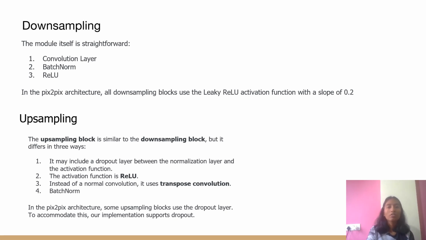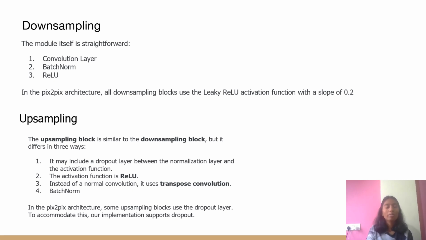The transpose convolution: instead of a regular convolution, upsampling uses transpose convolution, which effectively increases the spatial dimensions of the input. Batch normalization is also present, just like in downsampling blocks. Dropout in Pix2Pix: to improve the generalization, some upsampling blocks in Pix2Pix randomly drop the connections during training using dropout. Why are these choices important in Pix2Pix?